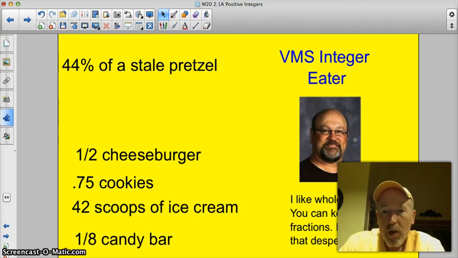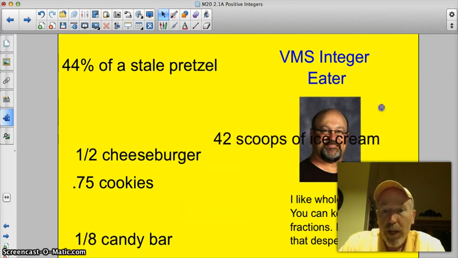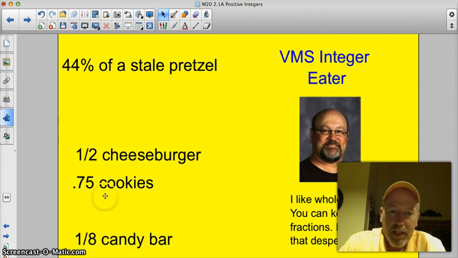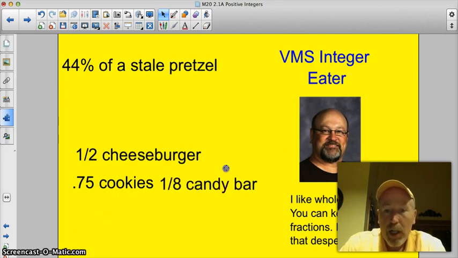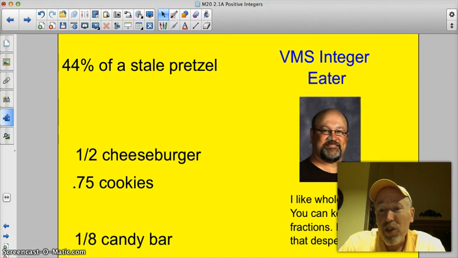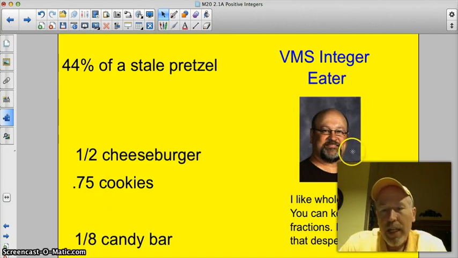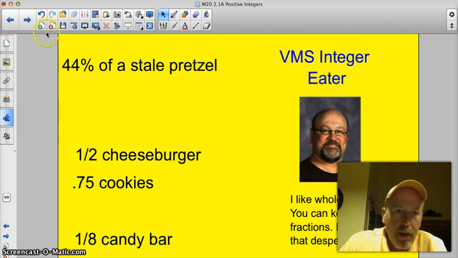16 pizzas? Scooby-Doo slurps them up. How about half of a cheeseburger? I'm not that desperate. 0.75 of a cookie? No way. 42 scoops of ice cream? There we go. He eats those up. How about an eighth of a candy bar? I don't think so. So all of these things, which are fractions, he wouldn't eat because they're not integers. Let's keep moving.